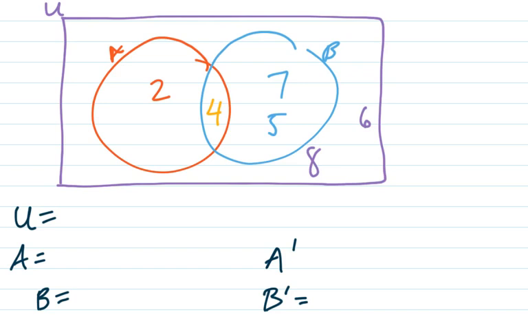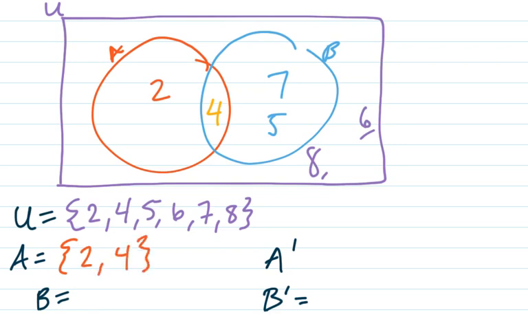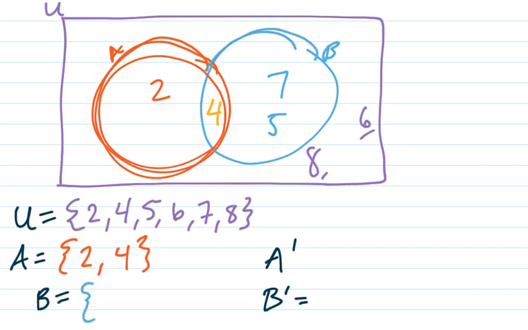So let's try these out with this first example. We have the universal set, which contains every number within the entire rectangle. So that purple rectangle contains 2, 4, 5, 6, 7, and 8. If I were to write that in roster form, the universal set contains 2, 4, 5, 6, 7, and 8. All the numbers in the rectangle are counted in the universal set, even these ones outside, okay? Now the set A contains the values 2 and 4. It's everything within this red circle. The set B is everything in the blue circle. So that's going to be 4, 5, and 7.